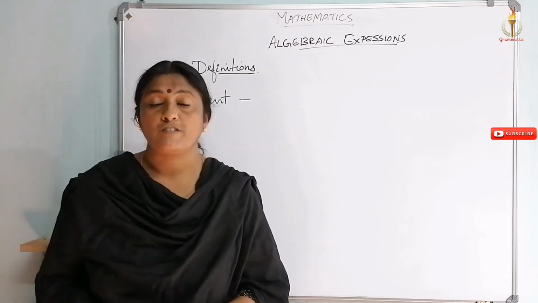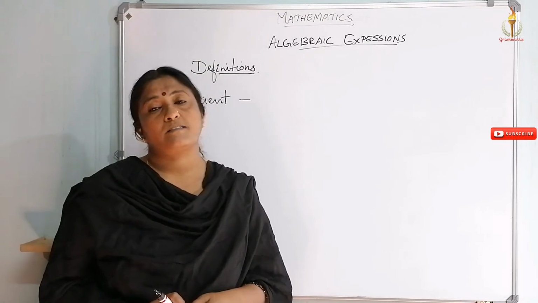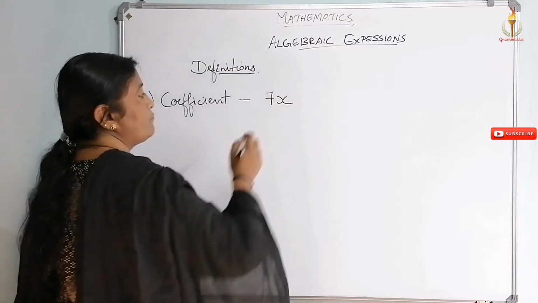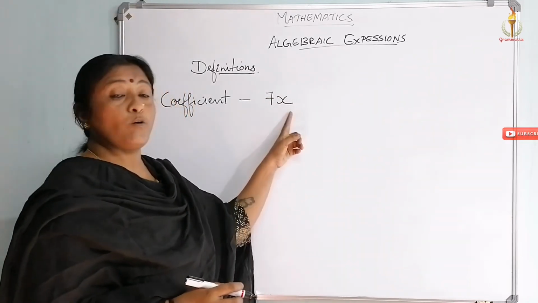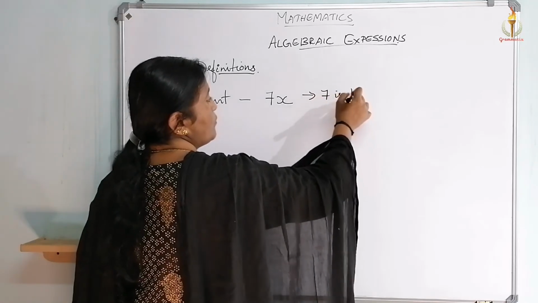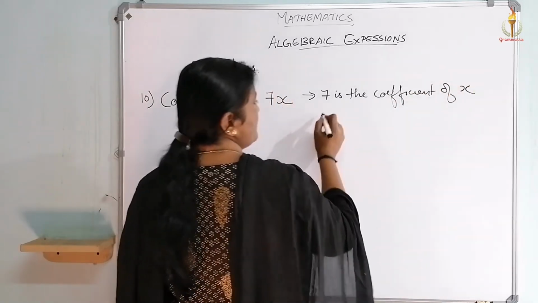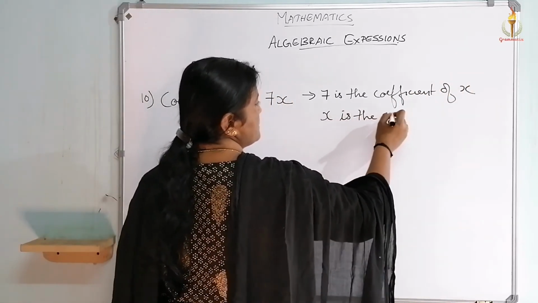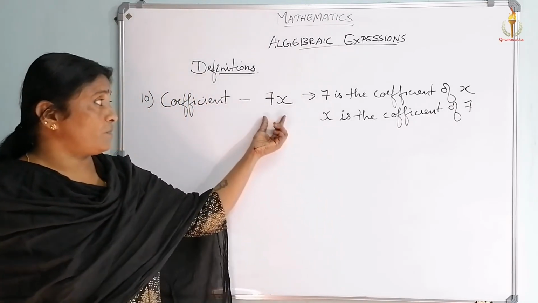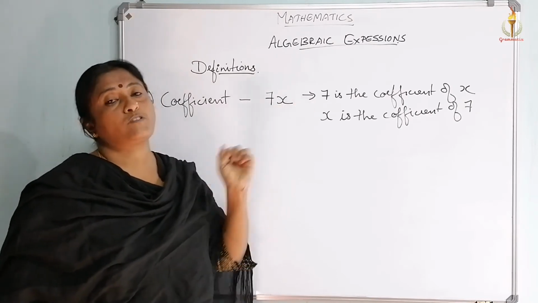Next, we are going to see the term coefficient. Now, what is meant by coefficients? If two factors form a product, either of the two factors is the coefficient of the other. For example, if you are using the term 7x, now 7 is the coefficient of x and x is the coefficient of 7. This is what coefficient means. That means it's a product. 7 and x form a product 7x. So 7 is the coefficient of x and x is the coefficient of 7.